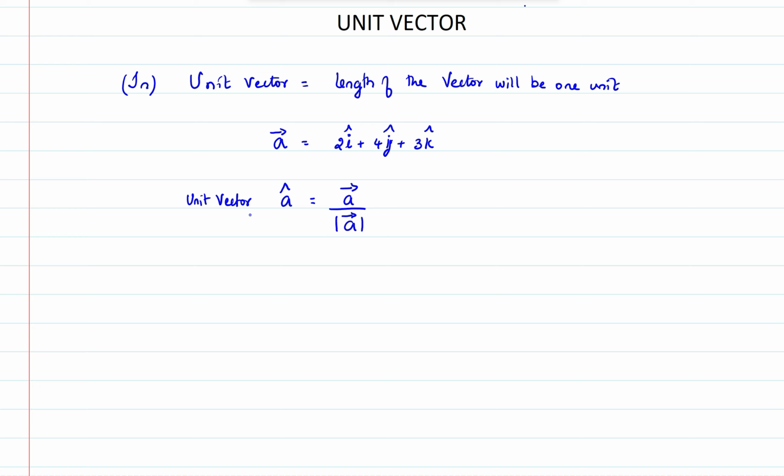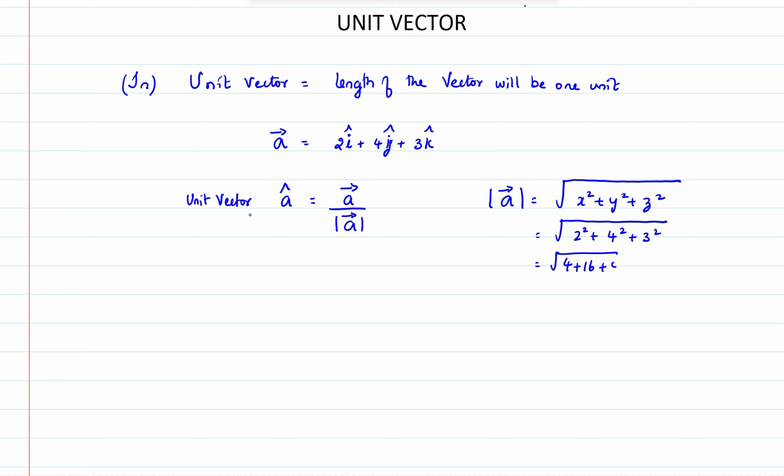How to calculate magnitude or length of any vector: suppose length of a vector here is calculated using the formula square root of x square plus y square plus z square. Here x square, y square and z square, these are the components of i, j and k. So in this example, this will be 2 square plus 4 square plus 3 square. That will be 4 plus 16 plus 9, which is basically root 29.